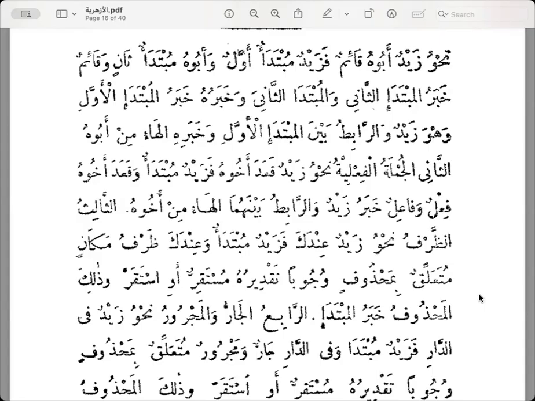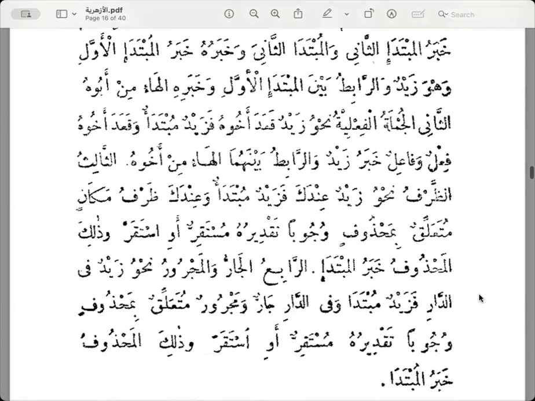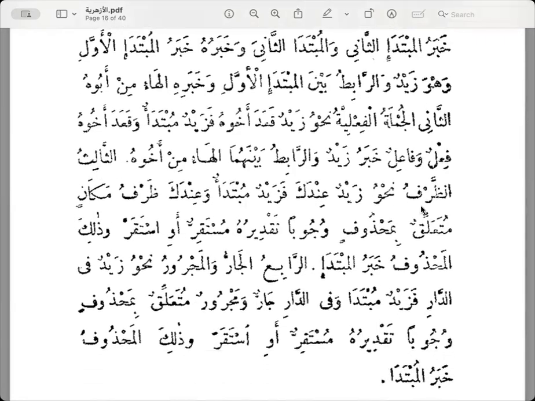So we know that the khabar could be a mufrad, meaning just a noun, one unit, or it could be a jumla, right? That could be a jumla fi'liya, or a jumla ismiya. Now it says والثالث الظرف. Here it says الظرف and jar majrur. That is exactly the same thing. We will often refer to a jar majrur as a ظرف. We'll often say the ظرف, meaning the jar majrur, the same thing.